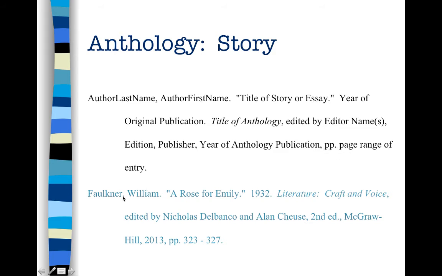So for A Rose for Emily, William Faulkner wrote that story, so I'm going to list him first. Then I put the name of the story. Then I put the year it was originally published. That information is in the textbook. This is the name of our textbook, italicized, comma. It was edited by these two gentlemen here, comma. It's a second edition, comma. It was published by McGraw-Hill, comma, in 2013, comma. PP, period. This is the page range of that story, period.